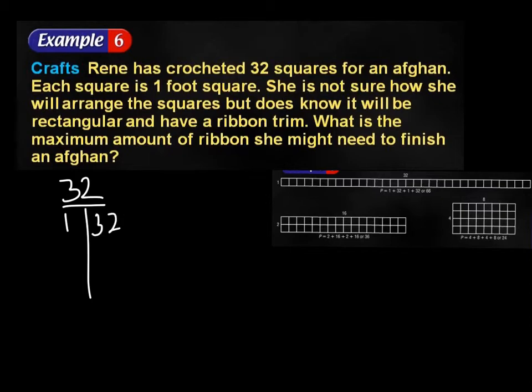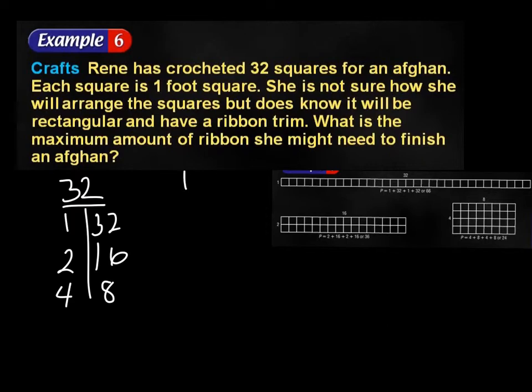Okay, so it could be 1 by 32. It could be 2 by 16. 3 doesn't work. It could be 4 by 8. 5 doesn't work. 6 doesn't work, and we already have 8. Okay, so those are dimensions that she could have for her Afghan. I'm still not sure why she'd want it by 32.